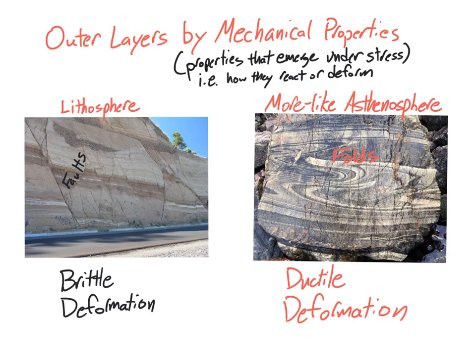When I talk about outer layers by mechanical properties, we're talking about properties that emerge under stress. So how a substance reacts or deforms. So things that are in the lithosphere, these deform brittly. It means that they break. You create things like faults right here. Versus things that are in the asthenosphere, in which all of our plates and plate tectonics ride upon, these deform ductilely. So ductile deformation. That means that you get folds. So you can imagine when something's cold, it will want to break. Versus when something's hot, deeper in the crust, like the asthenosphere, it's going to bend instead.